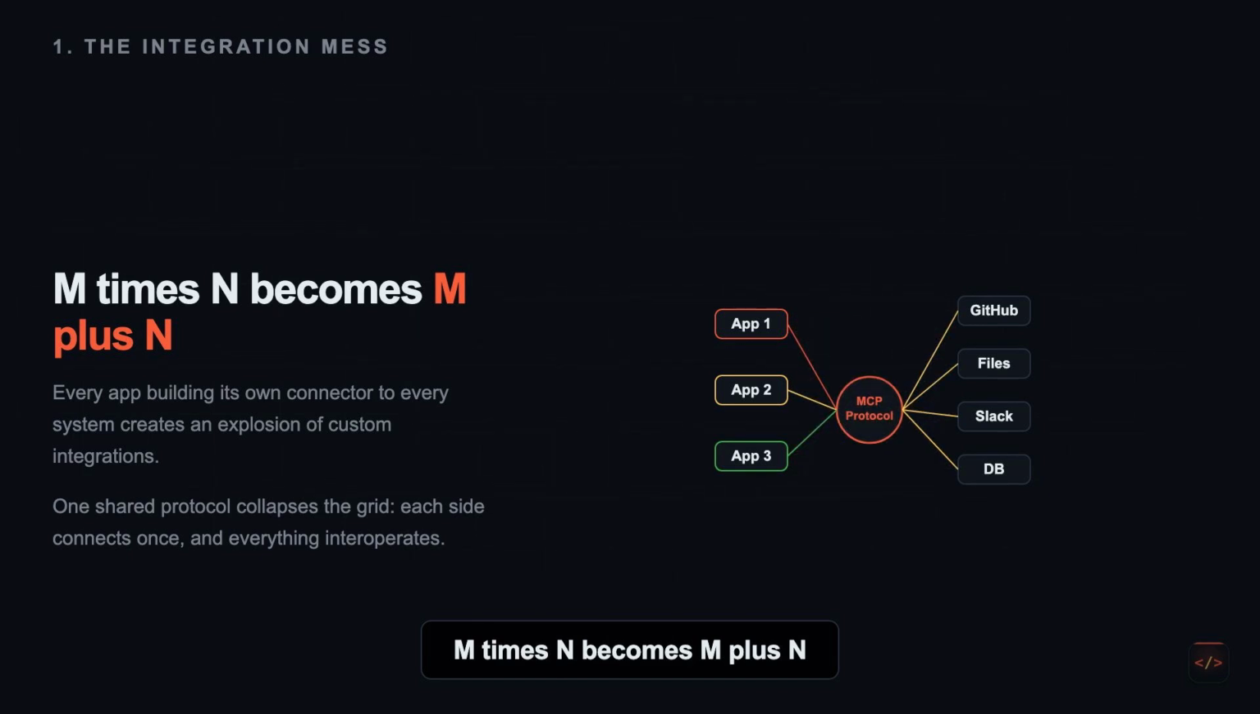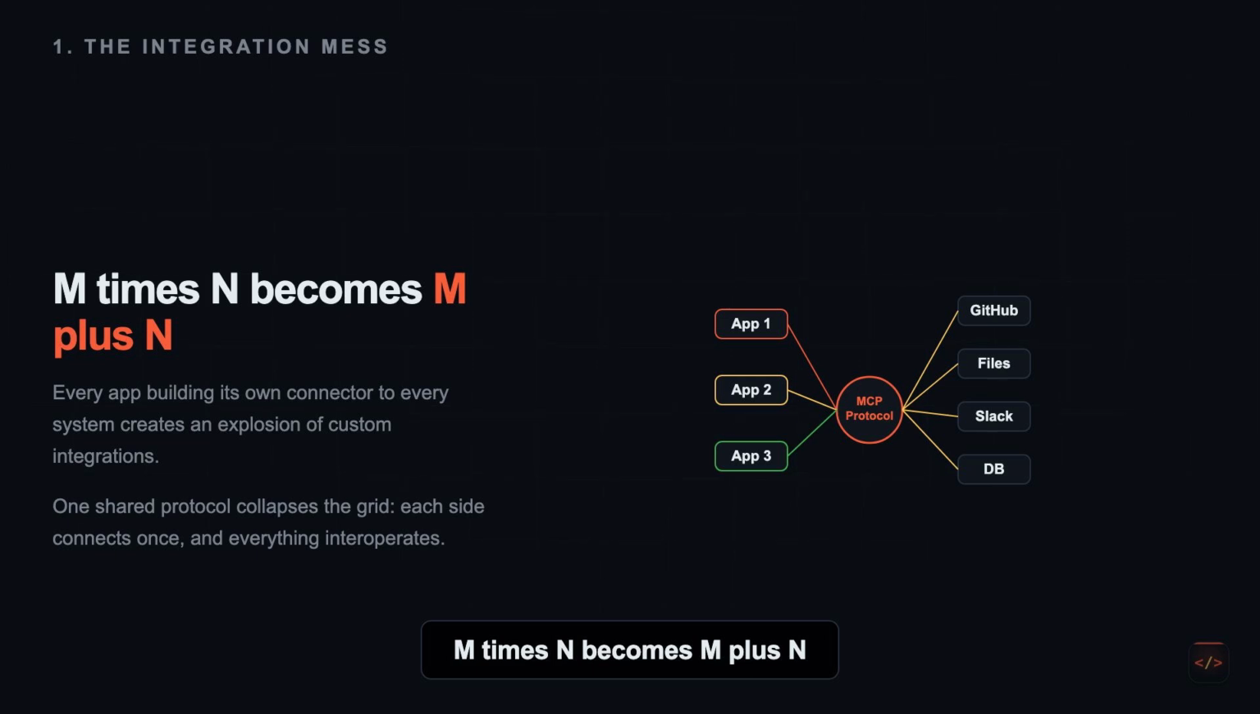Picture the world before a standard. You have several AI applications and many systems you want them to reach. If every app builds a bespoke connector to every system, you get a combinatorial explosion. The number of integrations multiplies, and each one is custom, fragile, and maintained separately. Build a clever GitHub integration for one assistant, and none of the others can use it. This is the classic M times N problem.